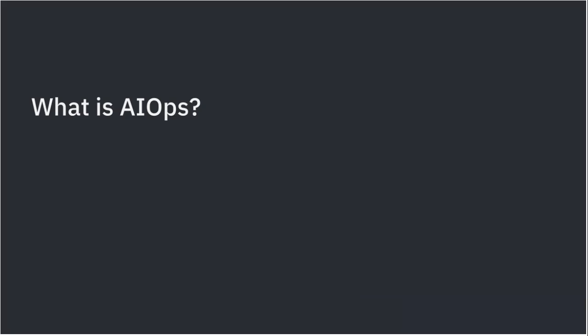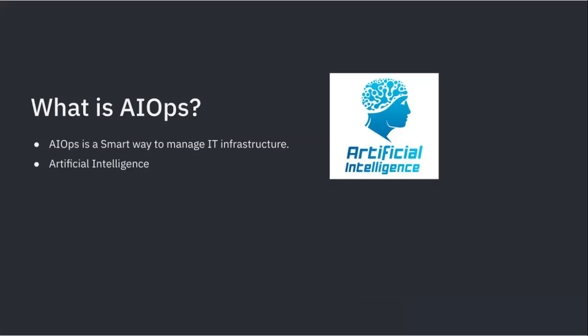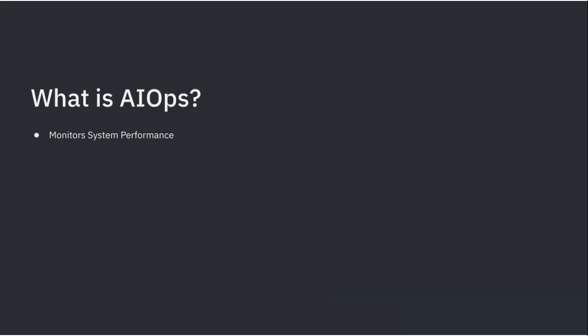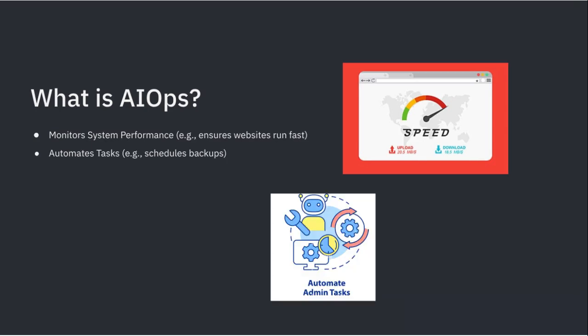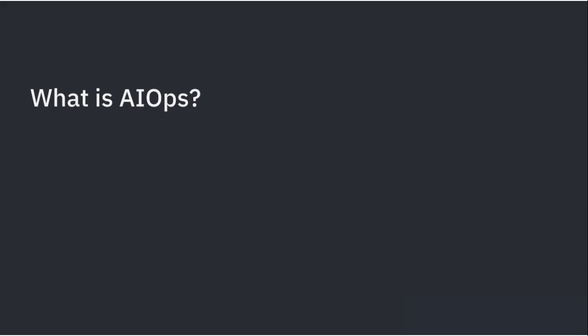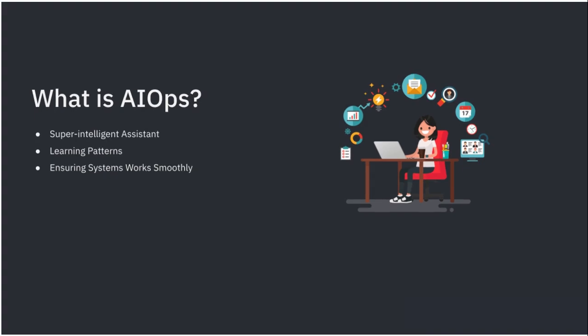Let's start with a simple definition. AIOps is a smart way to manage IT systems using artificial intelligence and machine learning. It can keep an eye on how your systems are performing, like checking if a website is running fast enough. It schedules tasks automatically, such as making sure backups of your important data are saved on time. If something goes wrong, it can even figure out what caused the issue and suggest or apply solutions. With AIOps, it's like having a super intelligent assistant watching over everything, learning patterns, and ensuring your systems work smoothly.